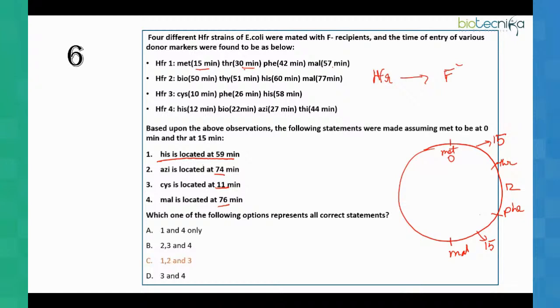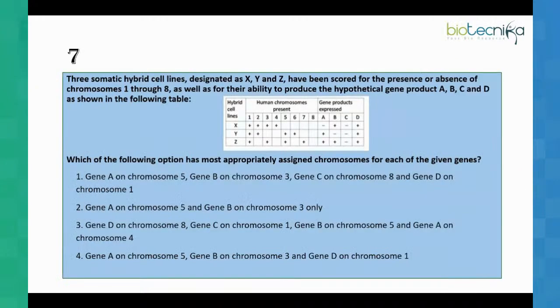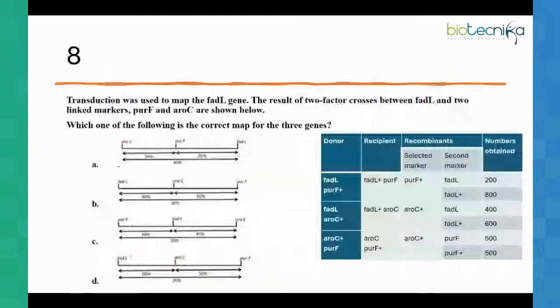All right, because we are running out of time, I will show you not this question, but this one. Now this is a very interesting question, and it is a little difficult also. Transduction was used to map the FAD-L gene; the results of two-factor crosses between FAD-L and two linked markers, PER-F and arrow-C, are shown below. Which one of the following is the correct map of these three genes? So you have the donor, the recipient, and the recombinants. The numbers obtained are given here.